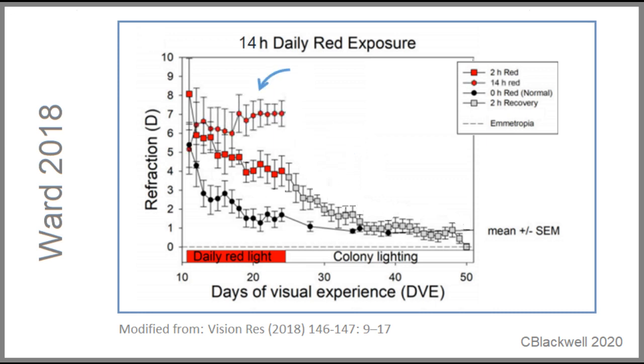The upper red circles show the animals that had 14 hours of red light exposure per day. During the red light period, their progress toward emmetropia was essentially arrested. Again, when the red light was removed, they redirected their course toward emmetropia, showing that color has a significant effect on growth.